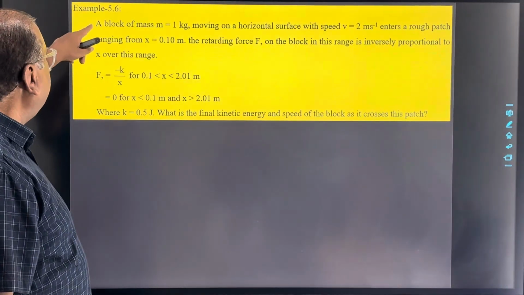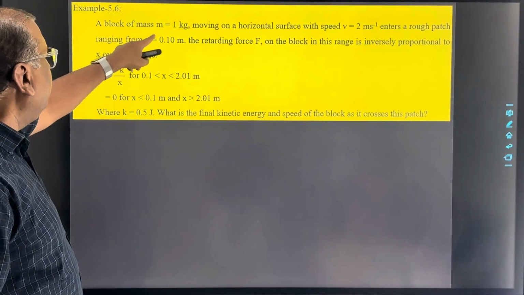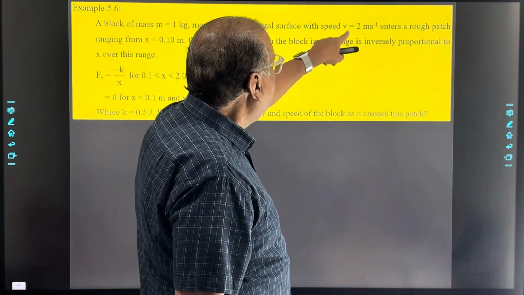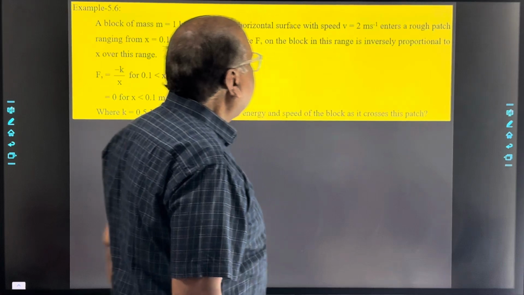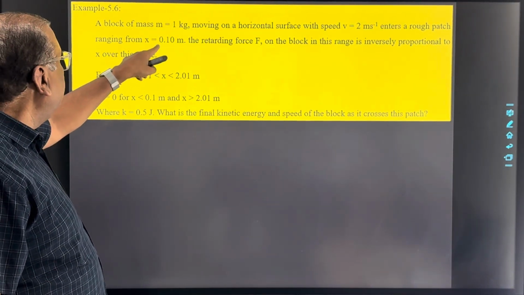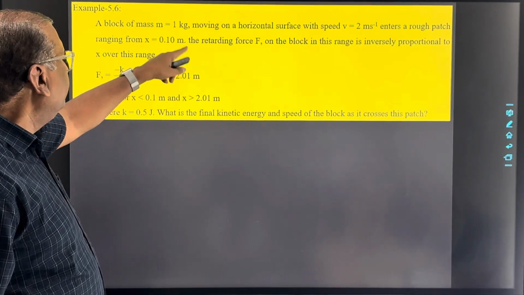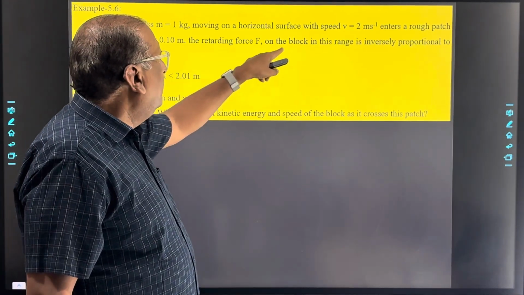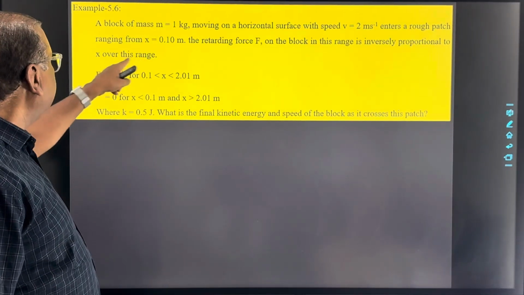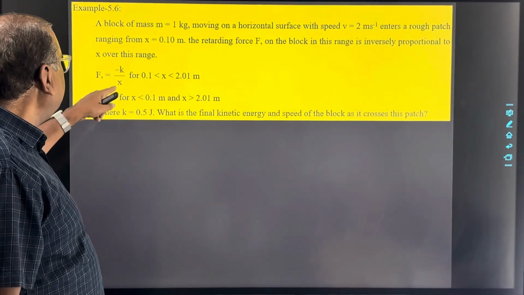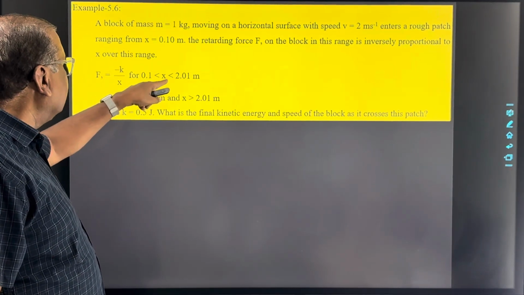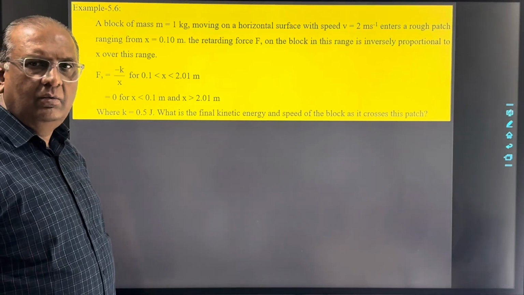Now example 5.6. A block of mass m equal to 1 kilogram moving on a horizontal surface with speed v equal to 2 meter per second enters a rough patch ranging from x equal to 0.1 meter. The retarding force F on the block in this range is inversely proportional to x over this range. F equal to minus k by x for 0.1 less than x less than 2.01 meter.